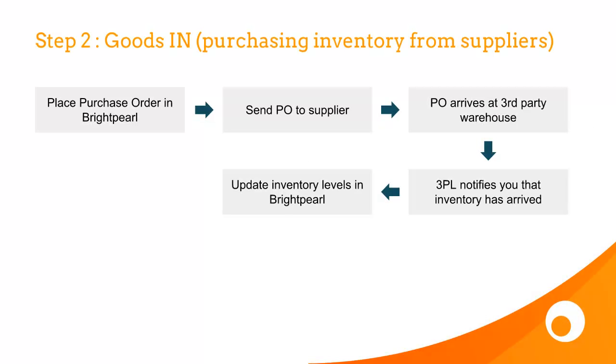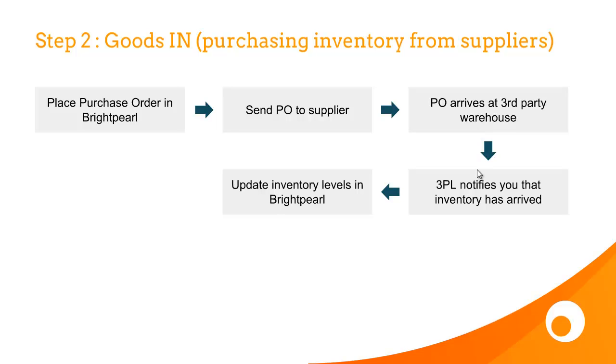Another essential part of working with 3PL is how goods get into their warehouse. You'll be placing purchase orders in Brightpearl in the normal way. Send them over to your supplier, but make sure that the delivery address is set to be for your 3PL. And what we'd recommend here is that you actually create a separate warehouse in Brightpearl to represent your 3PL. You can then choose that warehouse when you're creating the purchase order, and that warehouse can have an address associated with it. The goods on the purchase order then arrive at the third-party warehouse and they check them into stock.